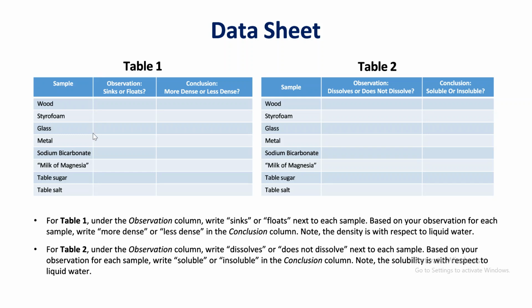So again, table 1, sinks or floats. You're going to write under observation right here: if it sinks, you're going to write sink; if it floats, you're going to write float next to each sample. And for the conclusion, you're going to write either more dense or less dense. So if it sinks, more dense. If it floats, less dense. For table 2, the observation is either dissolves in water or does not dissolve in water. Now, if it dissolves, that means it's soluble with an S. If it does not dissolve, that means it's insoluble with an I.